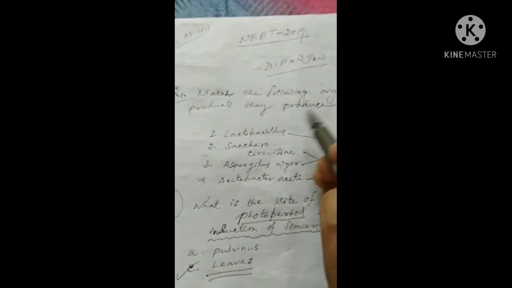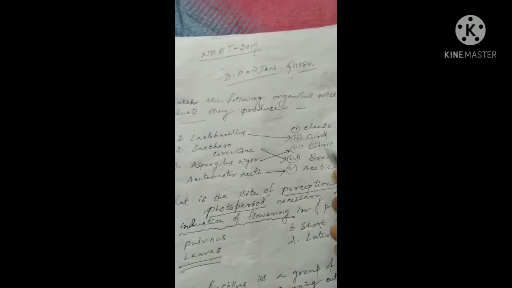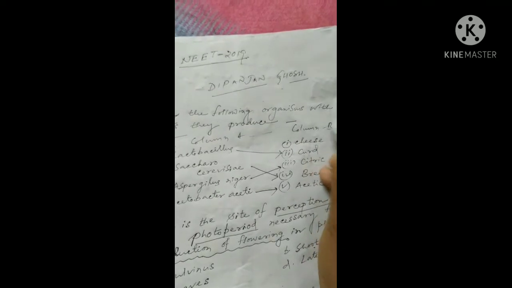The first question which I want to emphasize is: match the following organisms with the products they produce. Here I have given the names of some microbes which are associated with the production of different products. Let's see, column A and column B. So cheese, curd, citric acid, bread and acetic acid we have seen, and they have been produced by which microbes? So here I have matched it.